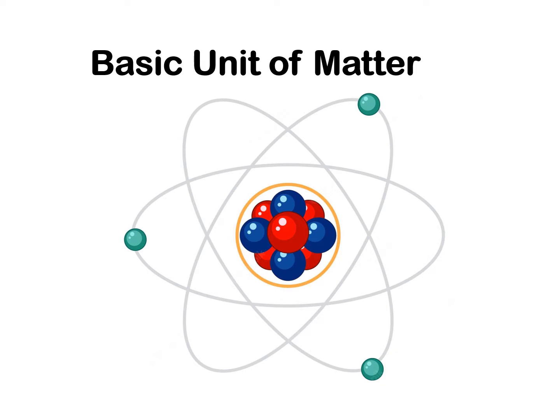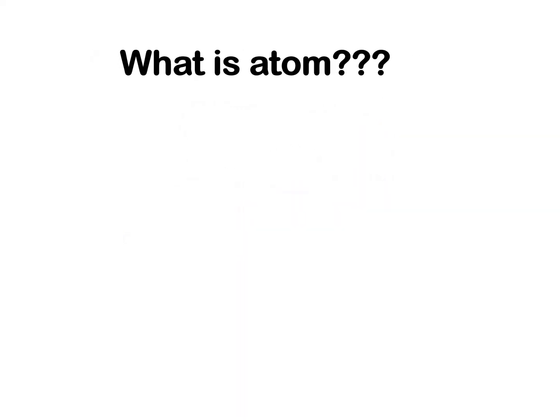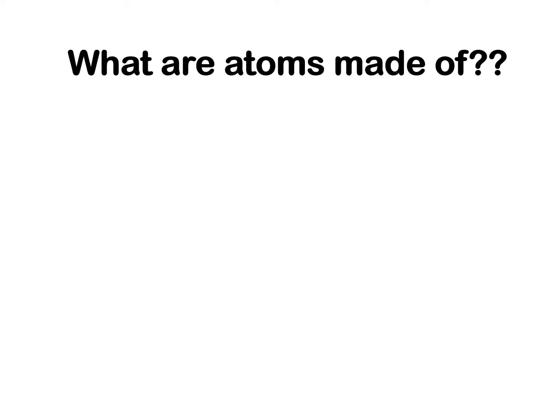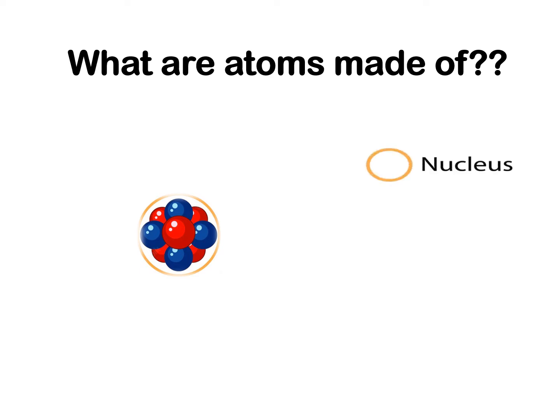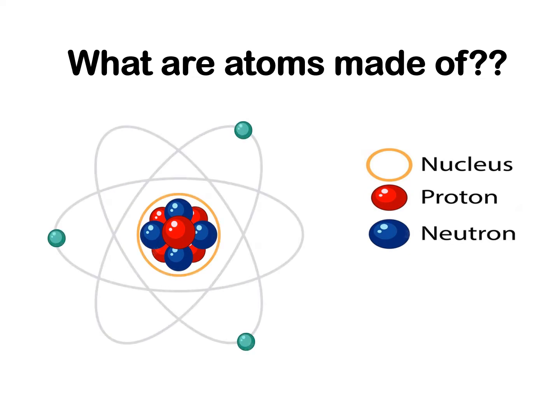So now the question arises, what is an atom? What are atoms made of? Here you can see some differently colored balls surrounded by a covering known as the nucleus. Inside the nucleus there are protons and neutrons, whereas outside the nucleus there is a region known as the orbit in which electrons are revolving.